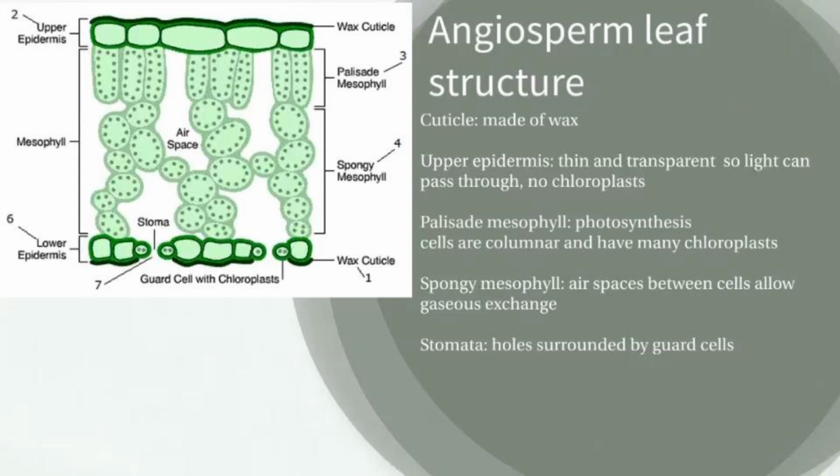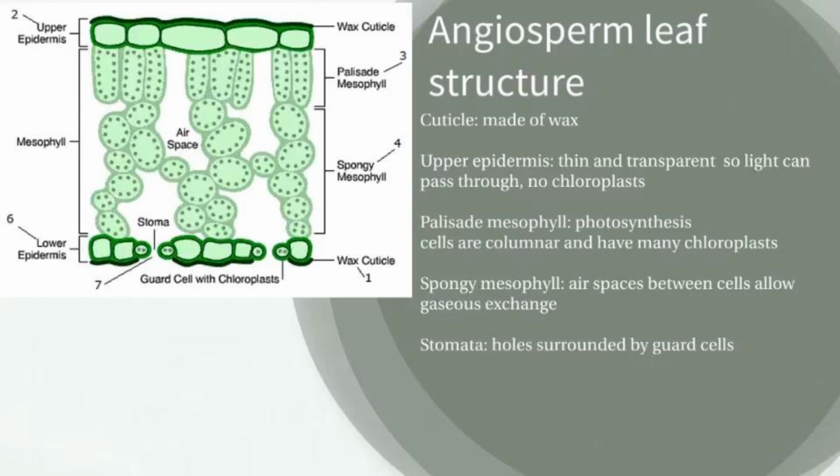So directly under the upper epidermis is the palisade mesophyll, and this is the main area for photosynthesis, and the cells in this area are columnar, so they're long and thin, like a rectangular shape, and they're packed with a lot of chloroplasts. And these cells receive CO2 from the air spaces that are in the spongy mesophyll. So let's now go on to that. So just below the palisade mesophyll, you have the spongy mesophyll, and these cells are more spherical and they're more loosely packed. So they also contain chloroplasts, but not as many as in the layer above them.